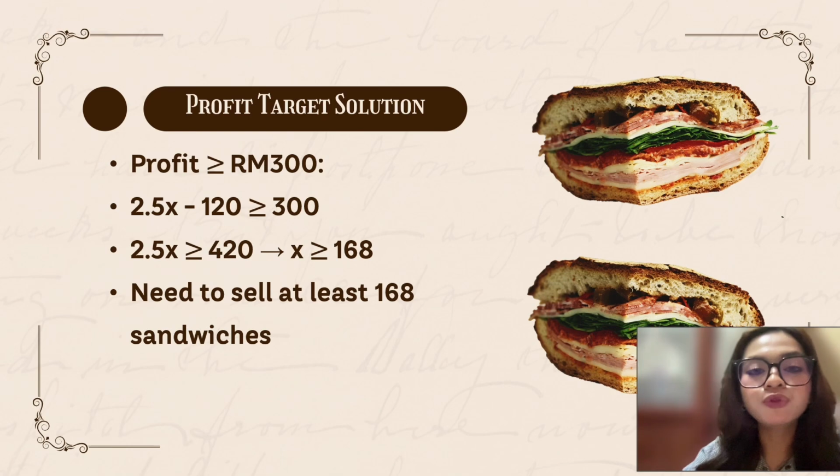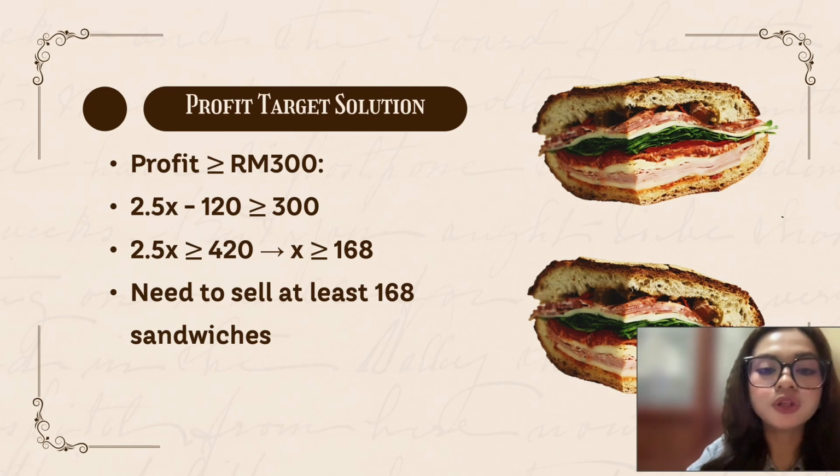Let's move forward to the profit target. On this slide, we are calculating how many sandwiches we need to sell to reach a profit of 300 ringgit. We start with our profit formula. Profit equals 2.5x minus 120. 2.5 is the profit we earn from each sandwich, x is the number of sandwiches sold, and 120 is our total fixed cost.